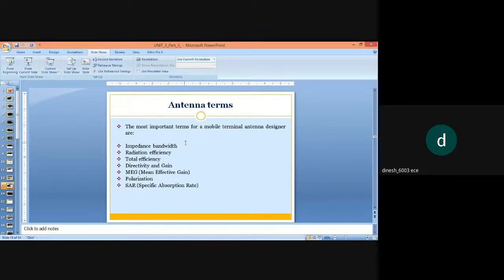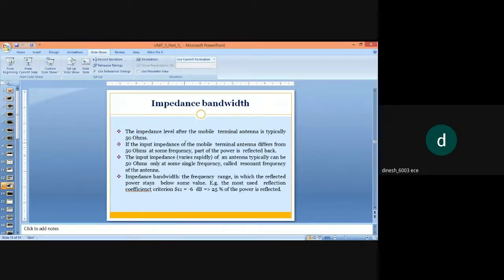which is defining the antenna terms. In these antenna terms, you should know them in a better way, such that when you become an RF engineer, these terms will be what you work with in most of the cases. The most important terms for a mobile terminal antenna design are the impedance bandwidth, radiation efficiency, modal efficiency, directivity, gain, mean effective gain, polarization, and the specific absorption rate.